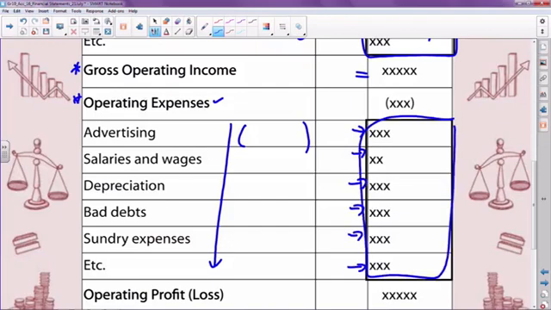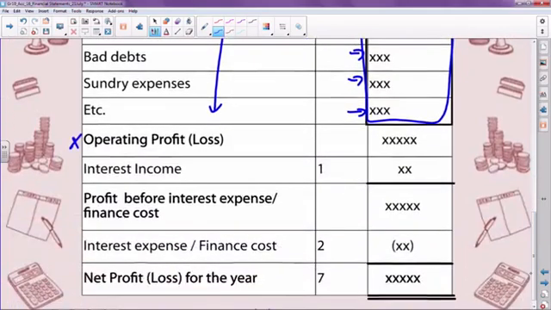We can have 10, we can have 20, we can have 30. And then again, remember, expenses are bad. It eats up my profit. So what do I do? I say gross operating income minus your operating expenses, and this will then give you your operating profit or loss. Now, what do I do next? I list my interest income, and I take this plus this. So I add these two to get to my answer, profit before interest expense. I minus again my expense for interest, and then I get my net profit or loss for the year at the end.